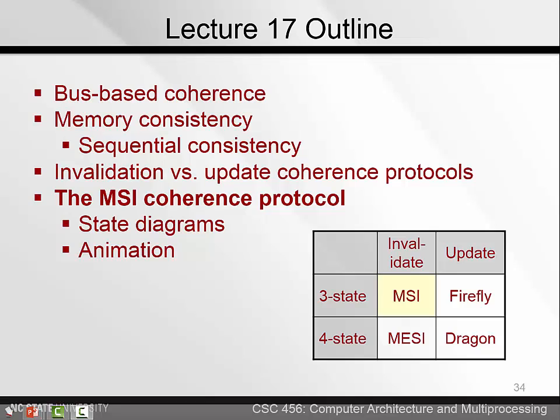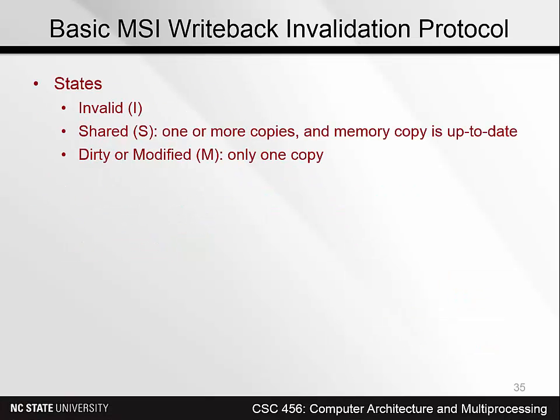With each of these protocols, we will start with the state diagram and then proceed with an animation showing how the protocol operates. The three states of the protocol are first, the invalid state. This should be familiar from the write-through protocol. It just indicates that the block is not cached or was cached but has since been invalidated.